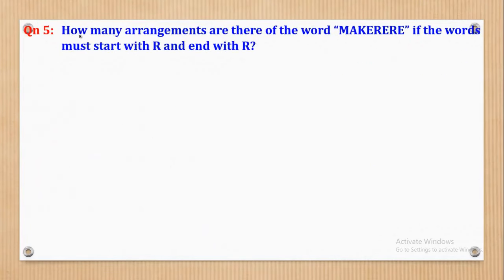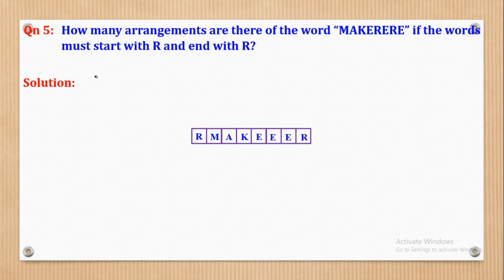Question 5 says, how many arrangements are there in the word MAKERERE if the words must start with R and end with R? So they have to start with R and also end with R. That means that we need some illustration. So I think here it starts with R and ends with R, meaning that these two R's are fixed.